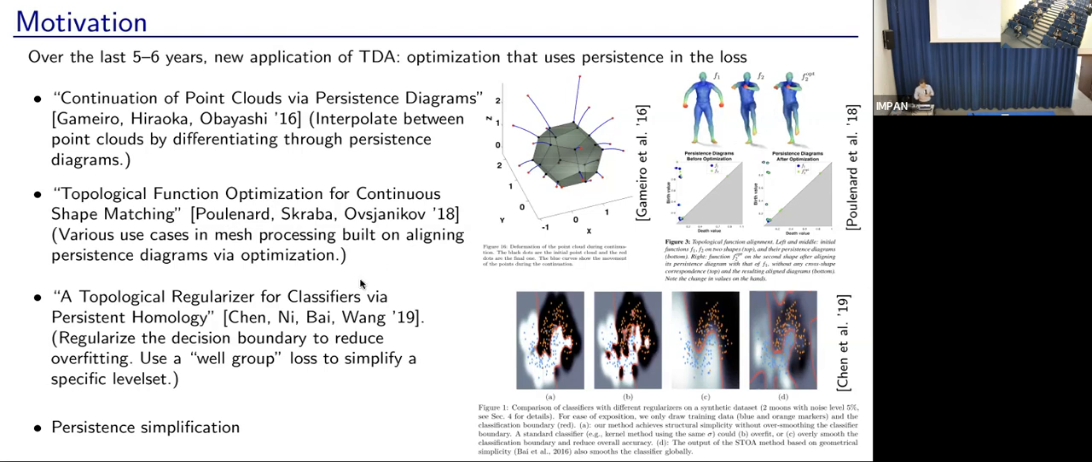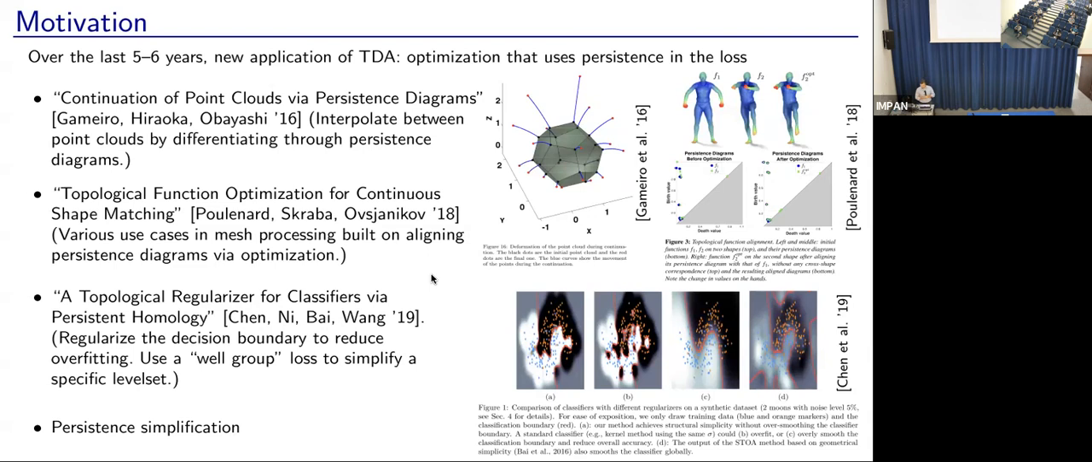And yet another application came from Chao Chen and co-authors, this is Yusu Wang, where they use persistence as a regularizer. The idea is that if you have a machine learning classifier and you want to prevent overfitting, you want a topologically simple boundary. So you can describe the topology of the boundary with the persistence diagram, and then you can simplify this boundary as part of the training.